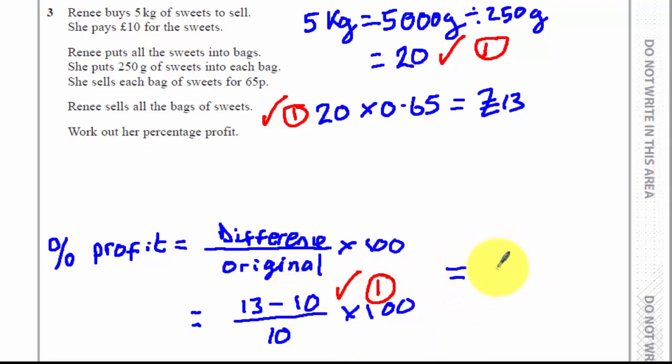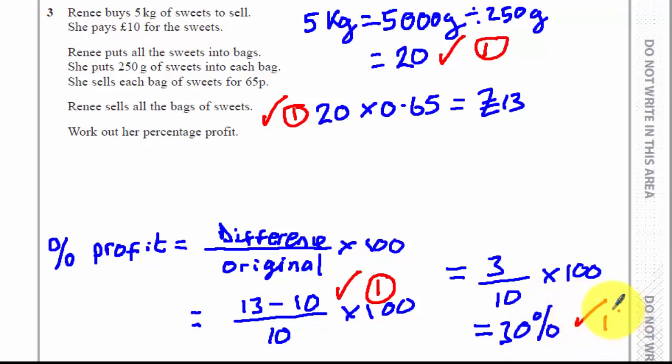So 13 take 10 is 3. 3/10 times 100 is 30%, which picks you up the fourth mark. There were other ways of picking up those marks, but I hope that way was clear and helps you understand what's going on.